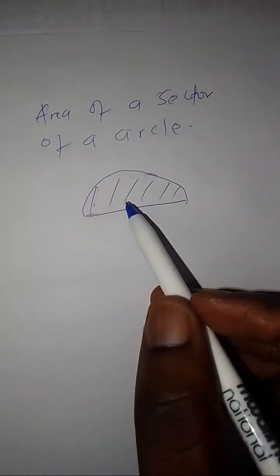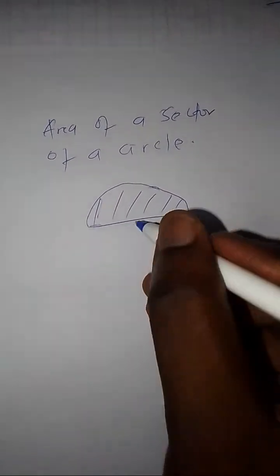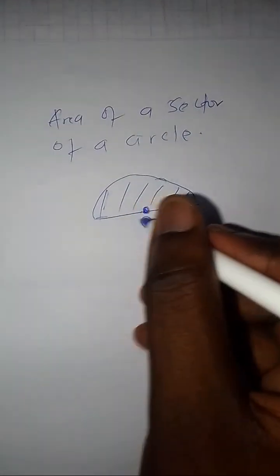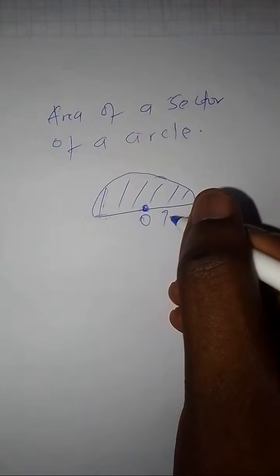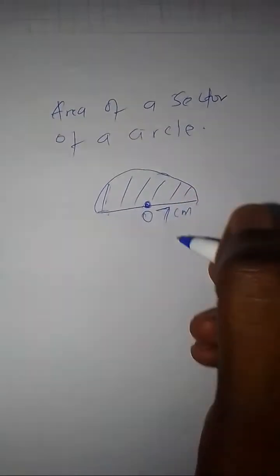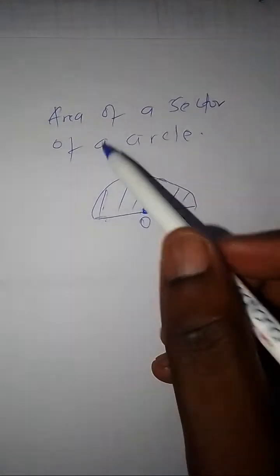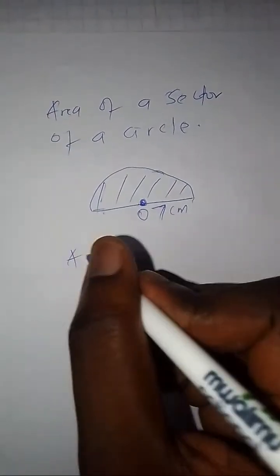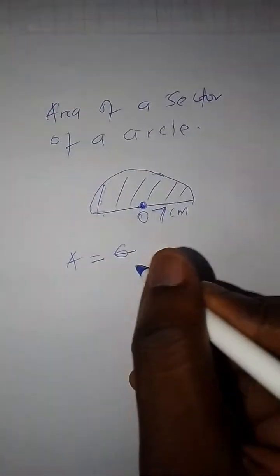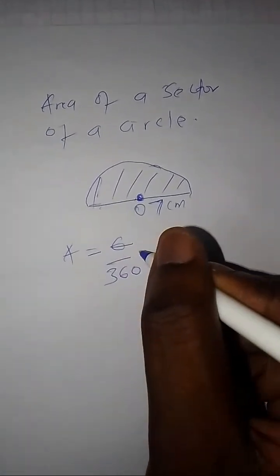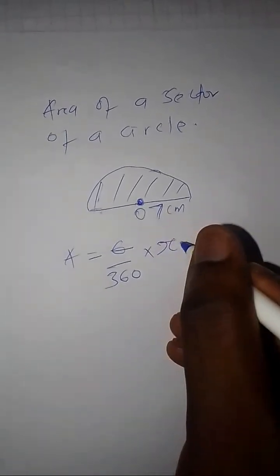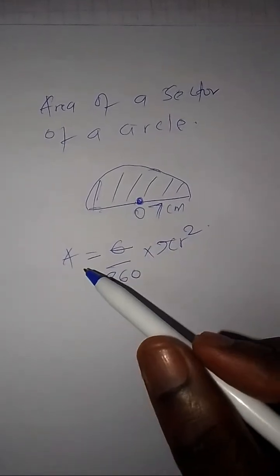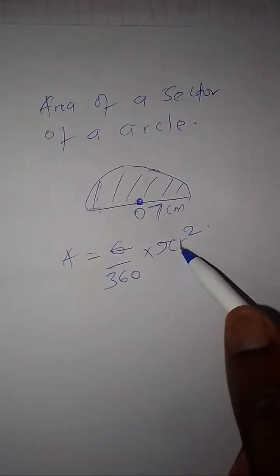So this part of a circle is a semicircle. At the center is O, and the distance from here to here is 7 centimeters. We are asked to calculate the area of a sector of a circle. So we say that the area of a sector of a circle is equal to theta over 360 multiplied by pi r squared.